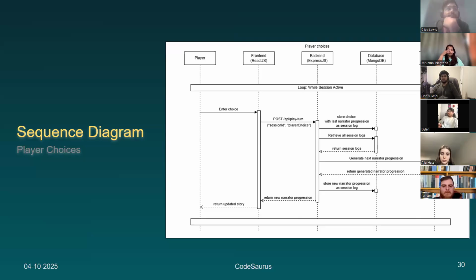The backend stores this choice in the database as a log, and then it retrieves all the session logs. This is done because we're using the OpenAI API, and that is stateless. So to maintain continuity with the narrator, we have to pass in all the session logs so that the narrator knows exactly what's happening. After we get all session logs, we send all of this to the narrator to generate the next story progression. The narrator does its work and passes back the next story progression. This is saved as a new log and passed back to the front end.